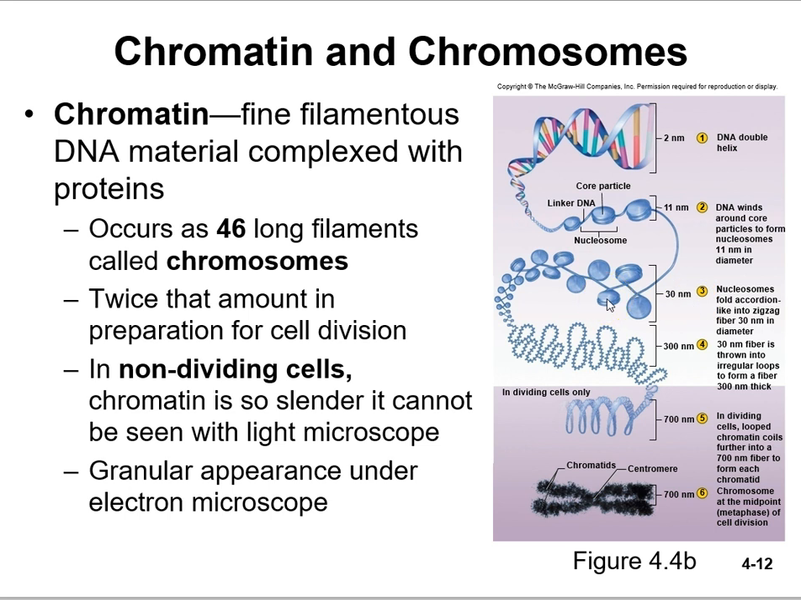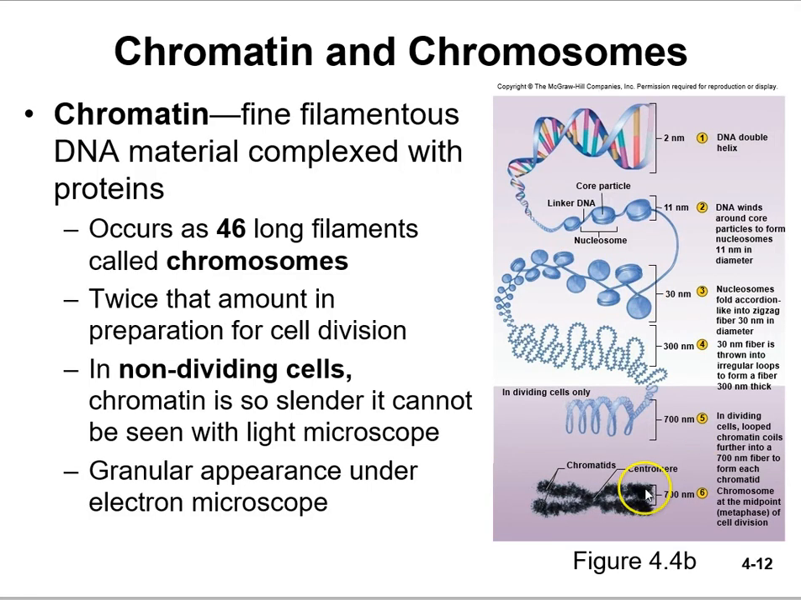Once that DNA, which is mixed in with the chromatin, coils around those proteins, then we finally have chromosomes. In a human, we can find 46 of them. Other organisms have different numbers.